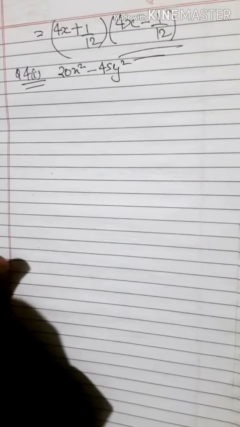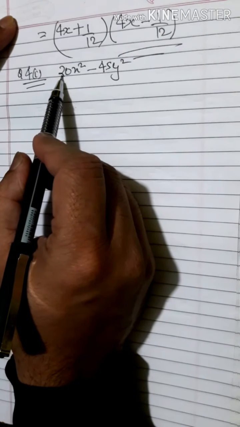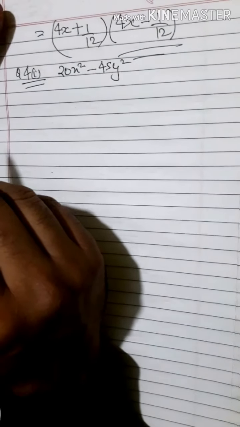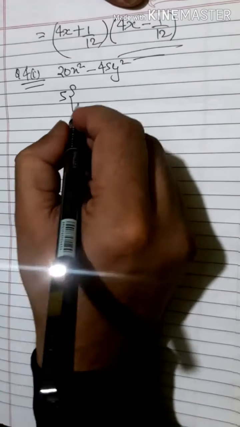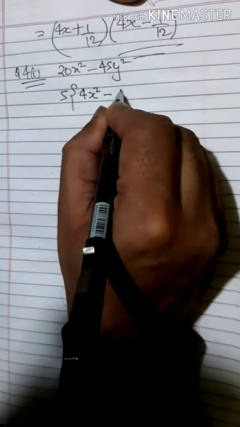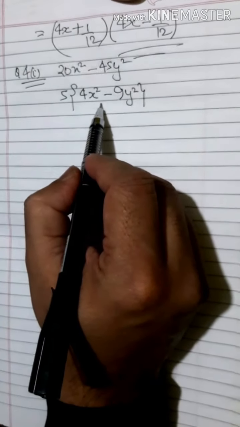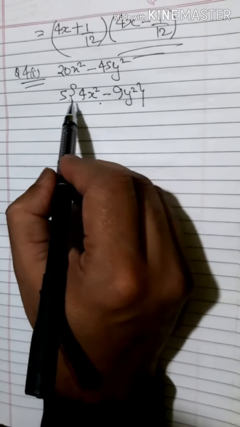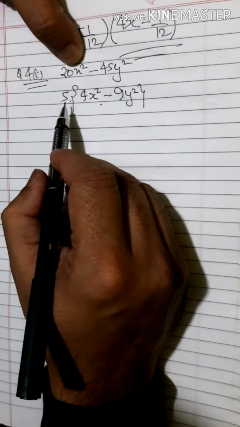Now let us see how we go about it. What will happen if we take 5 common here? 20 we can take 5 common, 45 also we can take 5 common. So if we take 5 common, what will be left inside the bracket? 5 4s are 20 x square minus 5 9s are 45 y square. If I multiply back the 5 inside the bracket, will I get back the same question? Yes, we will. 5 4s are 20 x square minus 5 9s are 45 y square. So after taking 5 common, our problem is solved.